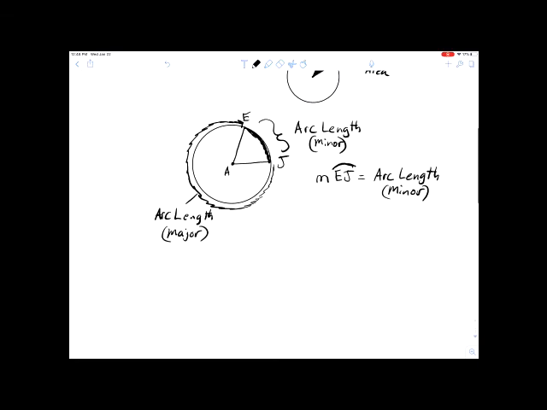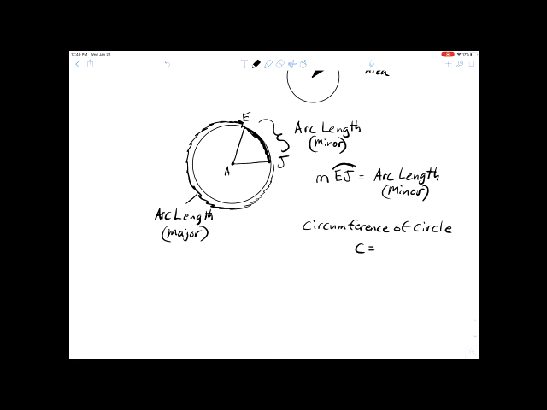Okay? So, do you remember what the distance all the way around the circle is? What is that called? It's called the circumference. So the circumference of a circle has a specific equation. Do you remember what that equation is?